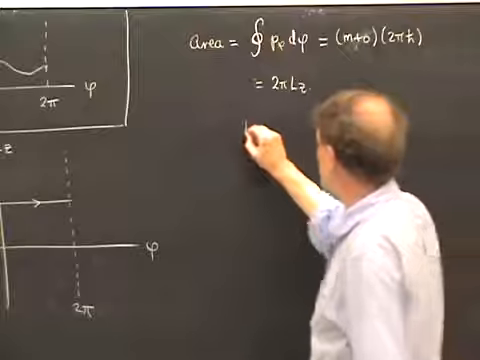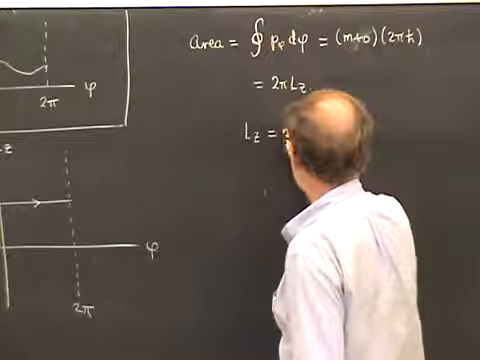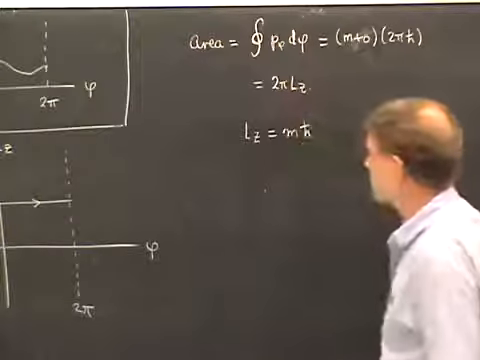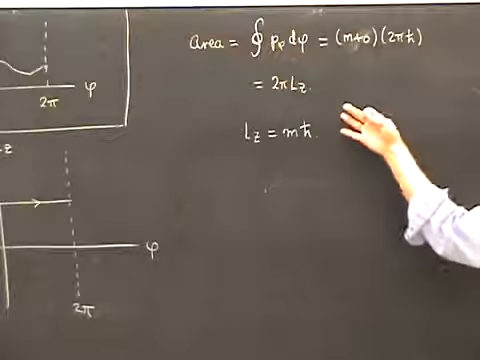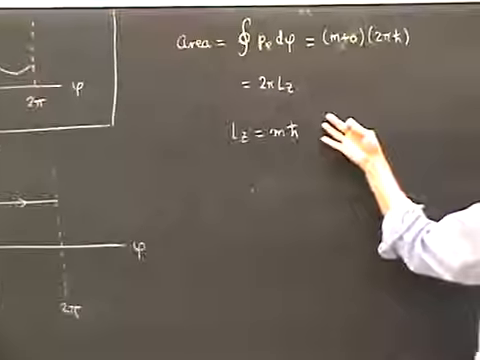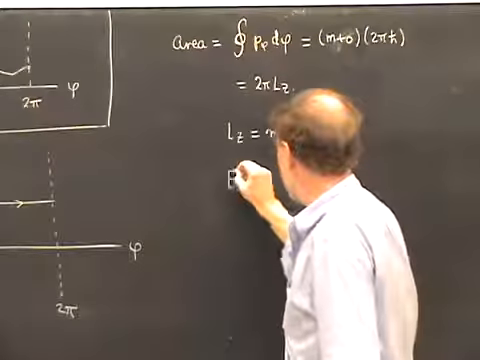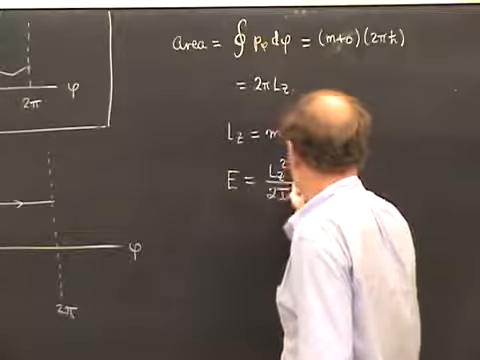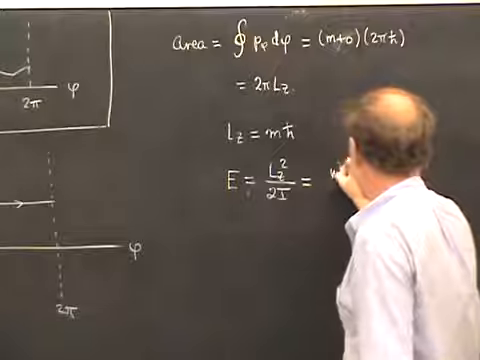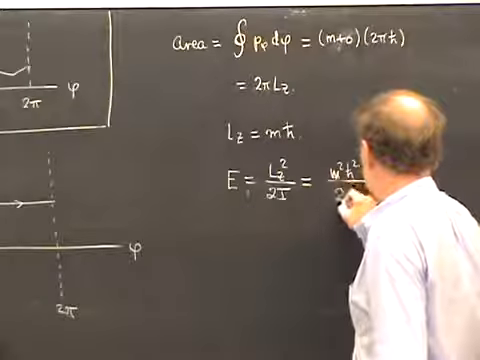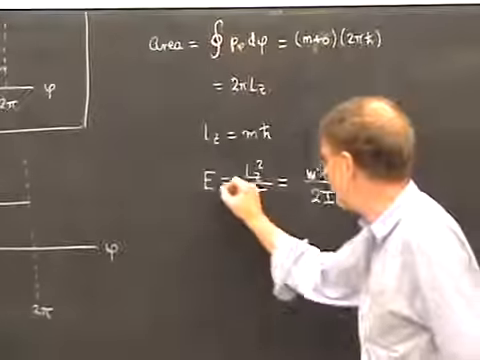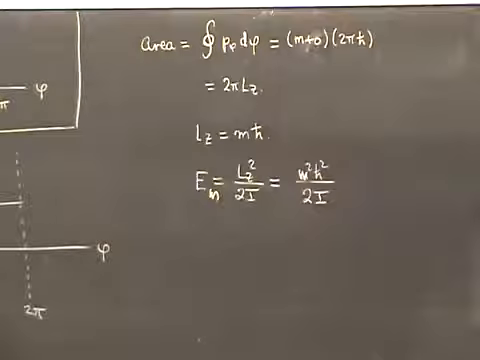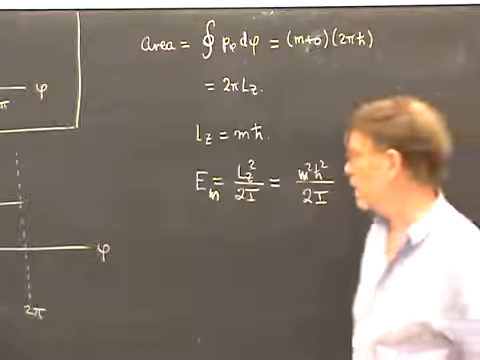And so look what you get. You get LZ, the 2 pi's cancel, is equal to m h bar, which is the correct quantization of the z component of angular momentum. And for the energy, you get LZ, use the classical formula, LZ squared over 2I. This becomes m squared h bar squared divided by twice the moment of inertia. And these are the energy levels for the rigid rotor, the correct answer.